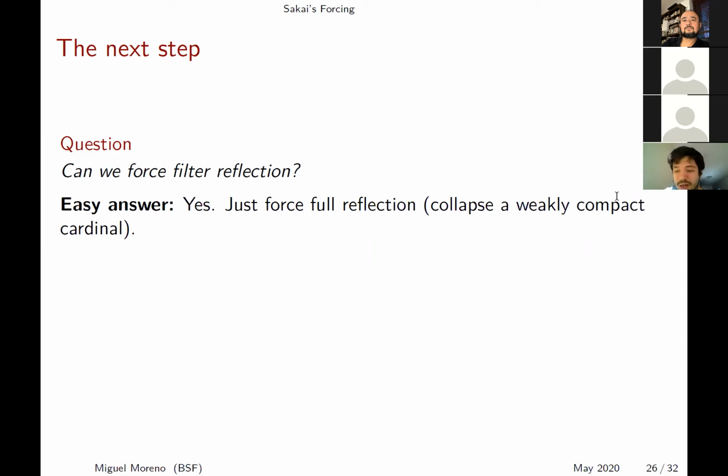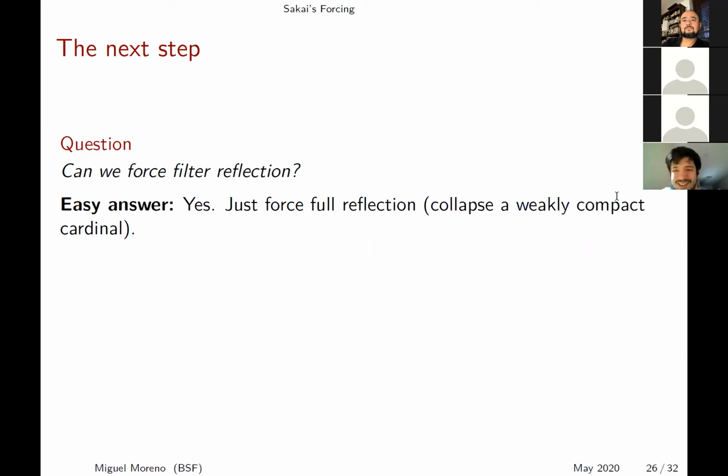Collapse a weakly compact cardinal or do one of those things. Stationary reflection is a particular case. Yeah, that's quite natural, especially after this discussion. I mean, the weakly compact has much more reflection, of course.